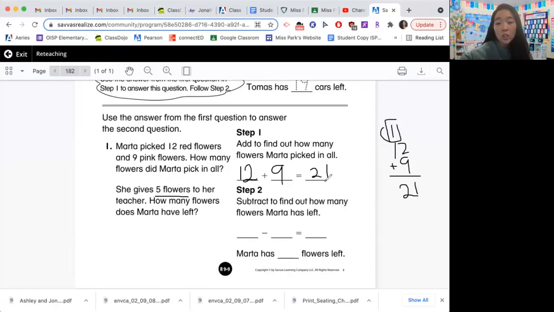So we know that she has a total of 21 flowers. So we need to write 21, and then we need to subtract the amount that she gives to her teacher, which is 5. Now, I could do this mentally in my head. I know that 21 minus 1 equals 20. So if I take away 1 from the 5, I have 4 left. So 10 minus 4 would equal 6. If you don't know how to do that, you can line up your numbers.